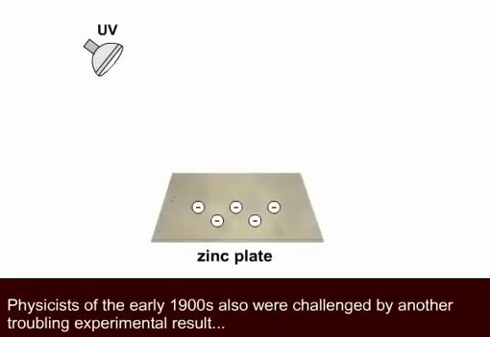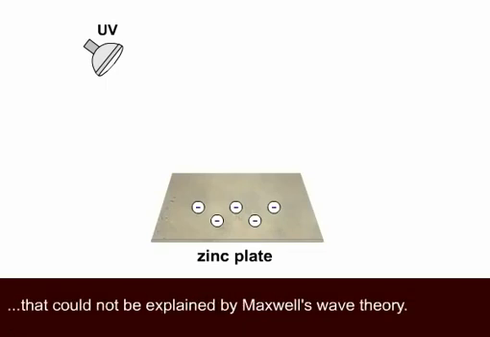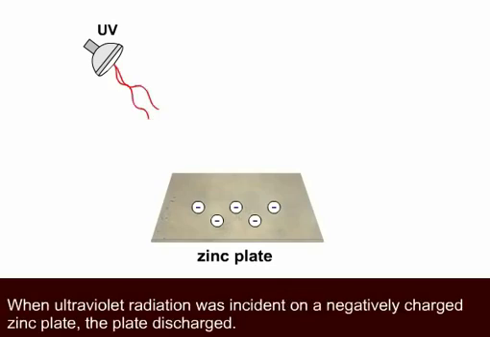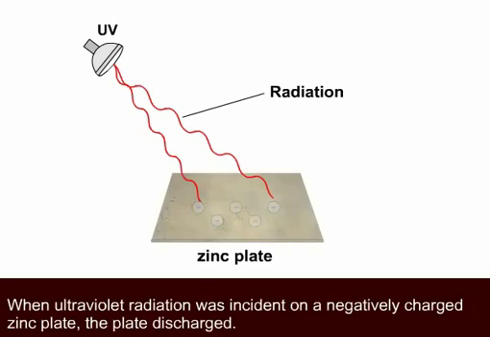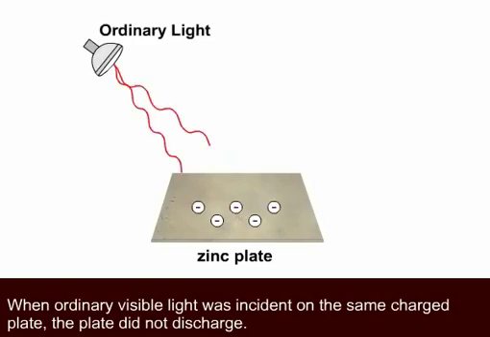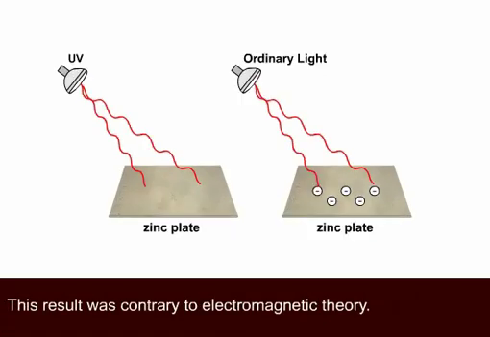Physicists of the early 1900s also were challenged by another troubling experimental result that could not be explained by Maxwell's wave theory. When ultraviolet radiation was incident on a negatively charged zinc plate, the plate discharged. When ordinary visible light was incident on the same charged plate, the plate did not discharge. This result was contrary to electromagnetic theory.